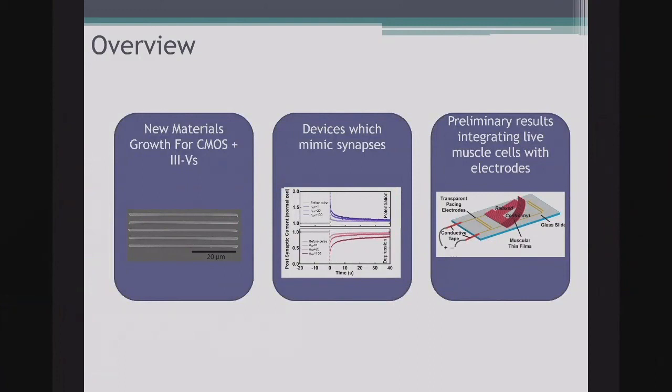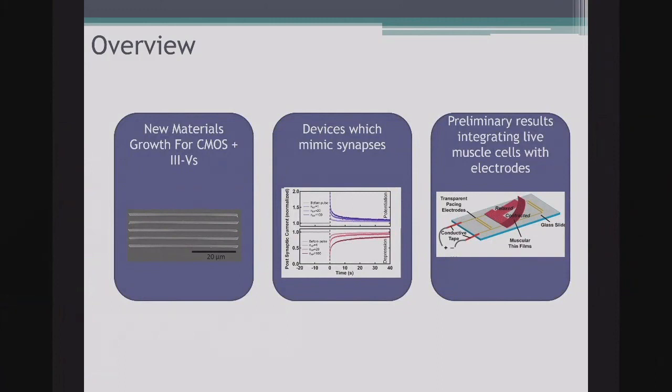The next topic is this idea of whether we can use fundamental physical processes which we don't like in normal digital logic. Can we take those processes and actually start to implement new types of functionality into devices? That's the second thing.